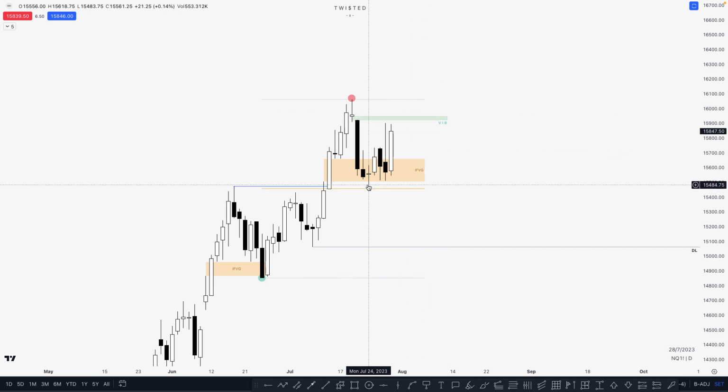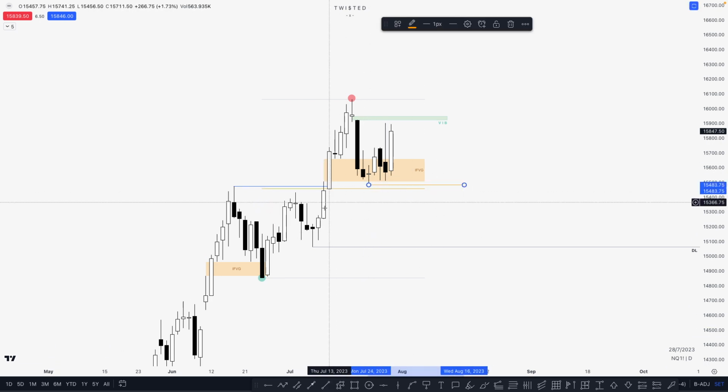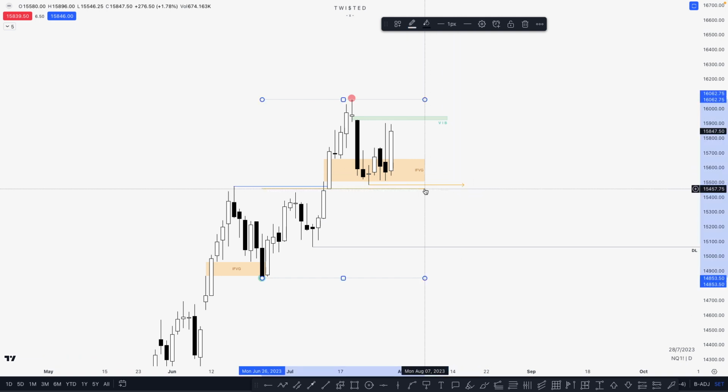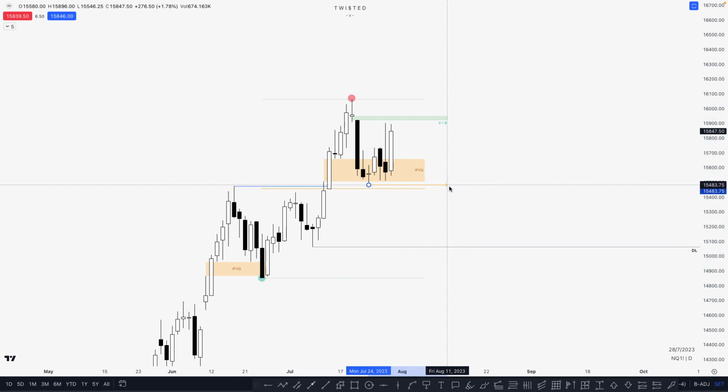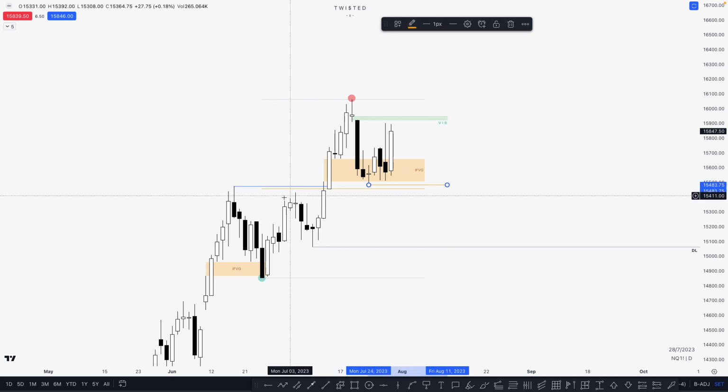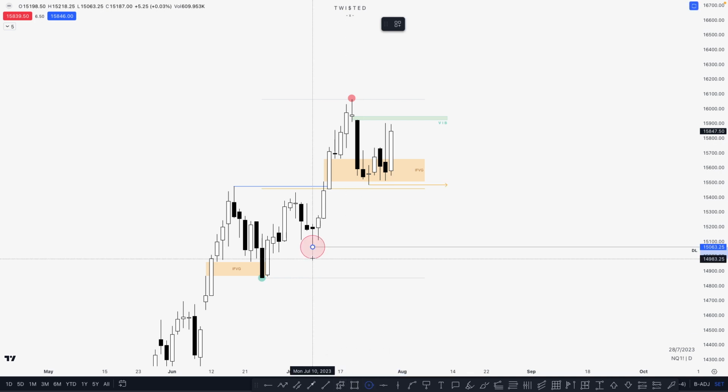If not, then this will be my fractal low that I'm looking at to be broken if we want to start going back into the discount zone of the weekly time frame. So that low, if we break that down, we are going into the fair value below the previous term high and into an order block that has just formed around here.